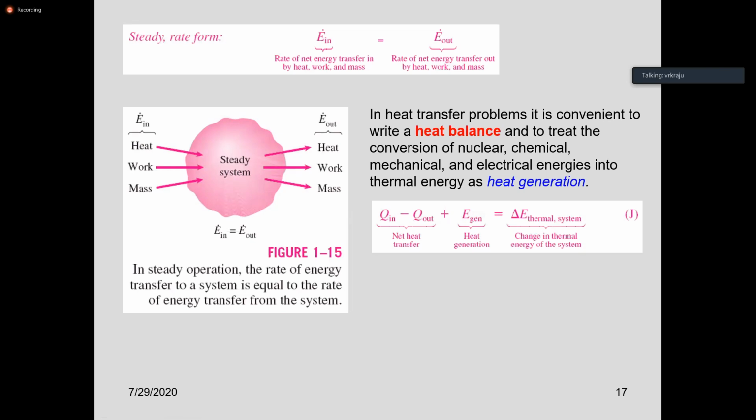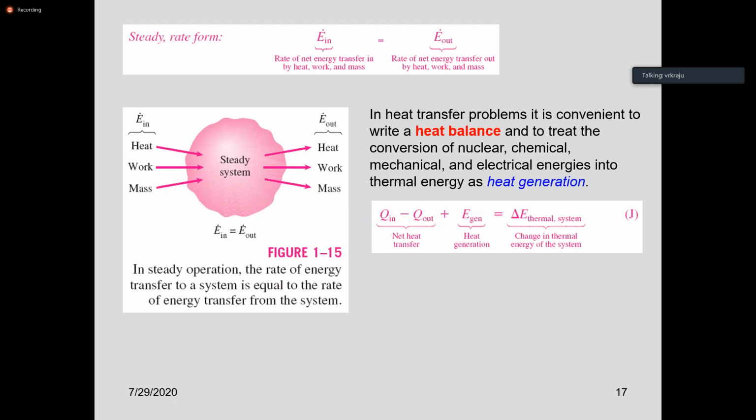That's what generally happens in the case of a nuclear power plant. Because of the nuclear fission reaction, the energy liberates from the nuclear rods within the system itself. So that particular component of energy generated, we can account for as a generation component within the system. Because it's not across the boundary, it's within the system itself.